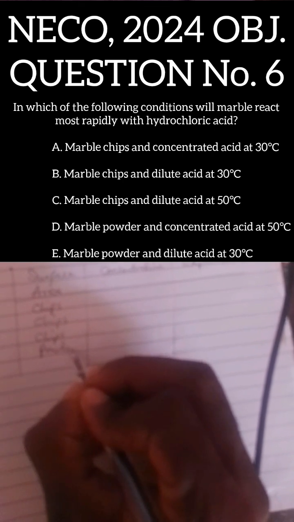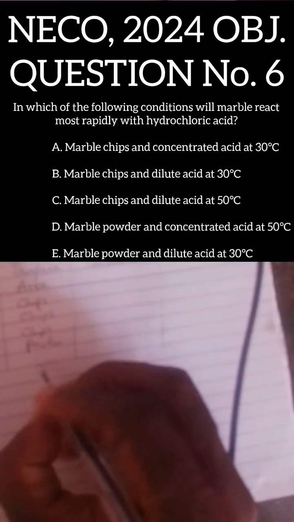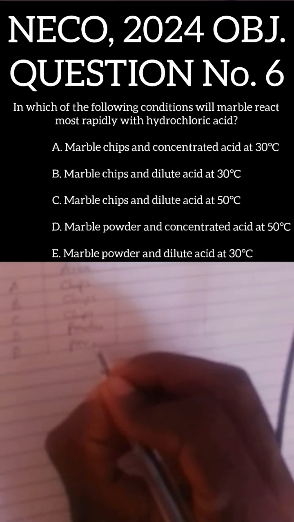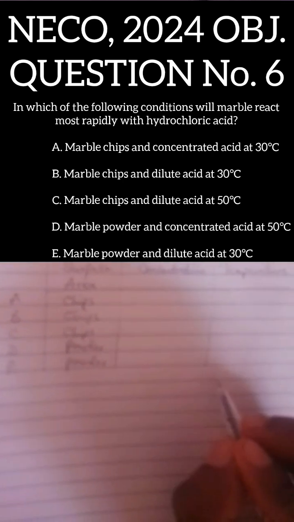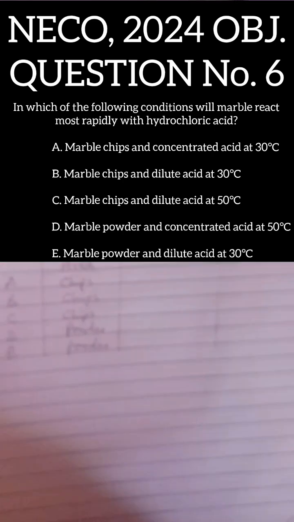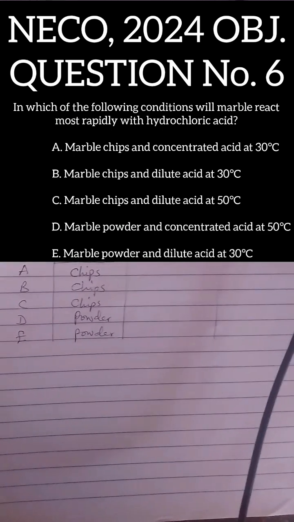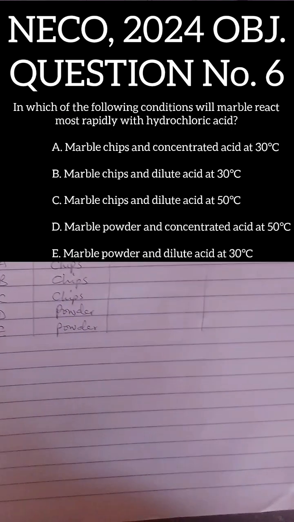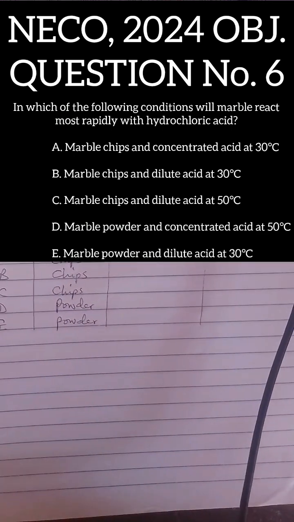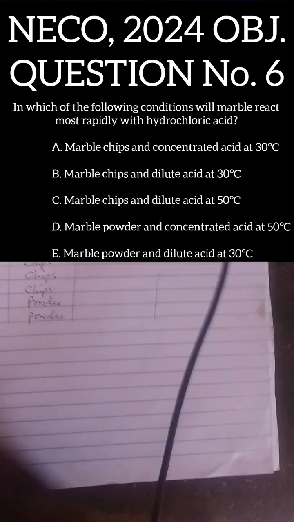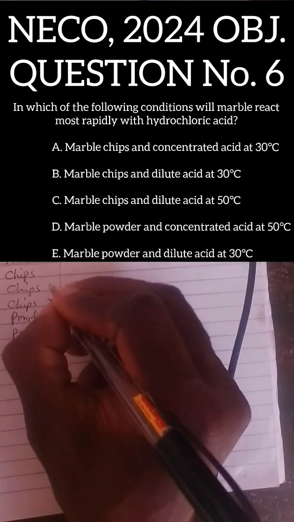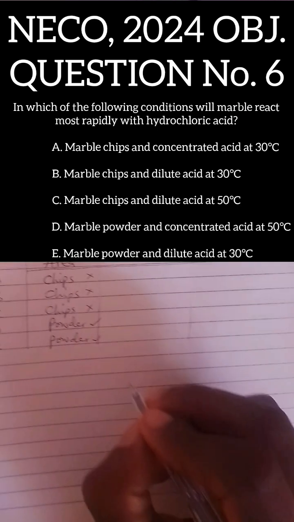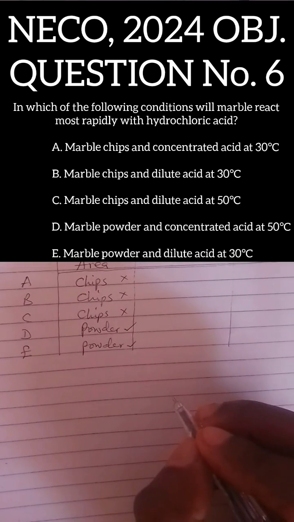So, after identifying the nature of the substance, the surface area, we now mark powder as our answer. And there are 2 options there, D and E. D says marble powder and concentrated acid at 50 degrees Celsius. And E says marble powder, so we mark 2 of them as our correct option.